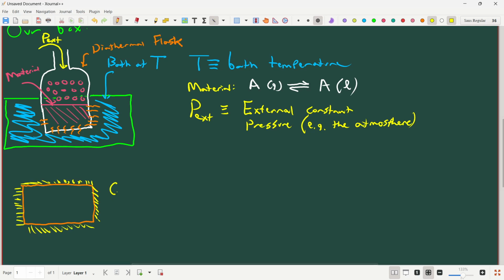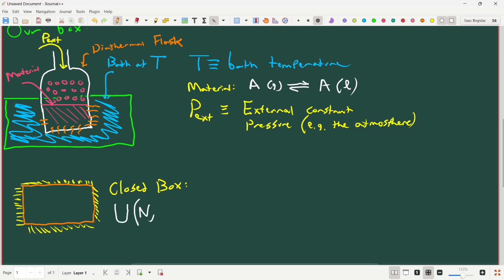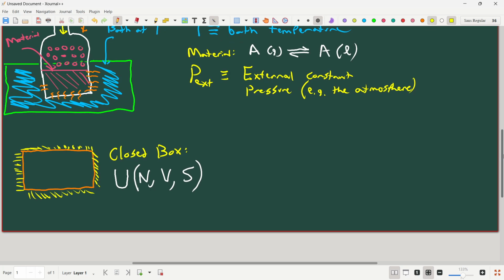In a closed box, we came up with our set of natural variables and we said that the total energy of the system is a function of the number of particles, the volume of the box, and the entropy. Those are our natural variables.